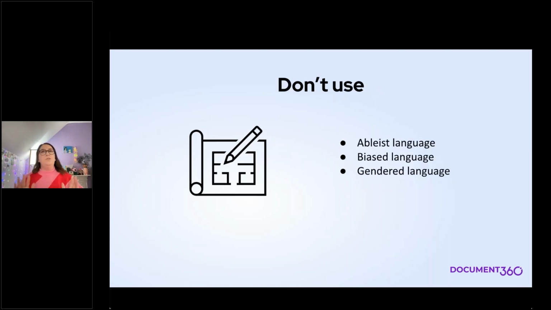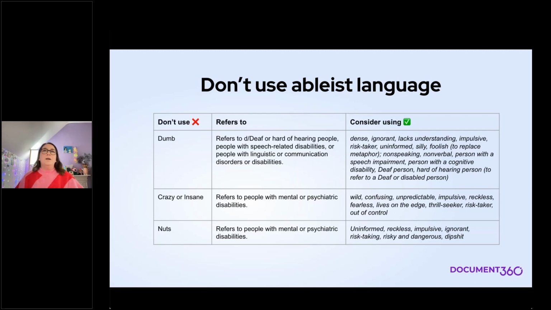Let's get into some don't use. So we're going to be talking about ableist, biased, and gendered language. So let's talk about ableist language. Ableist language is any word or phrase that devalues people who have a disability. So here's an example on the screen of what that could look like, reasons for why you shouldn't reference it, and an alternative phrase that you can use instead.